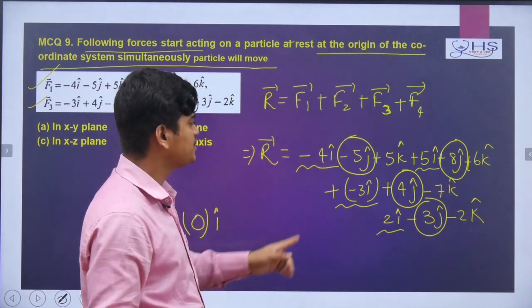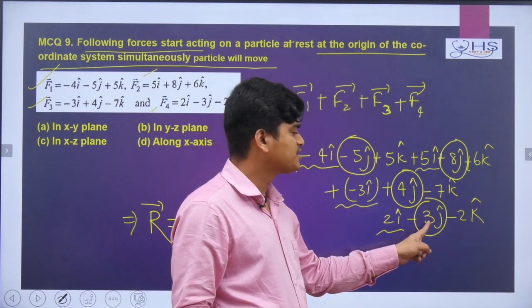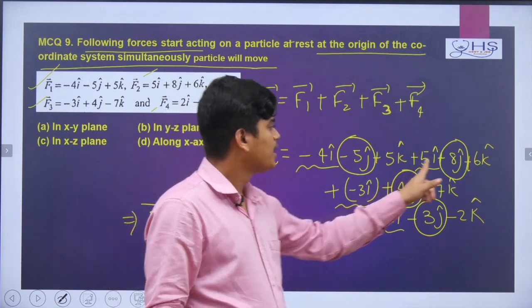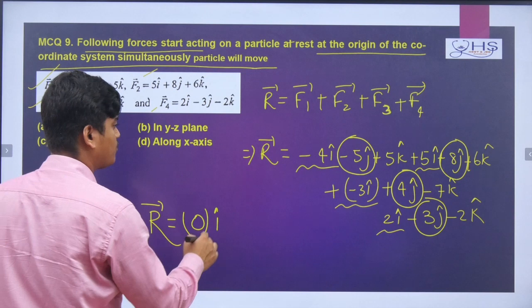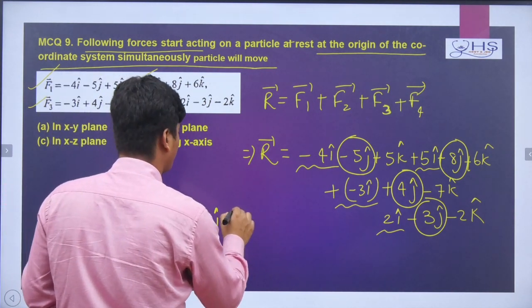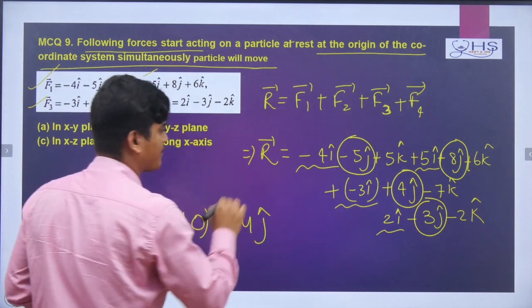Now see the sign also. So minus 5 minus 3, how much? Minus 8. And 8 and 4, how much? Plus 12. So minus 8 plus 12 is how much? It will come plus 4 j cap.